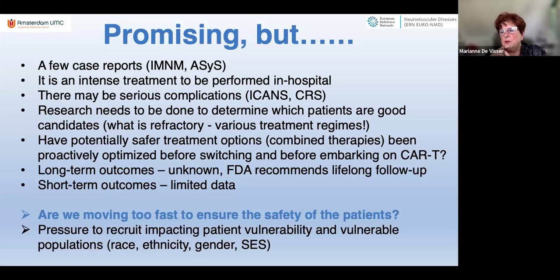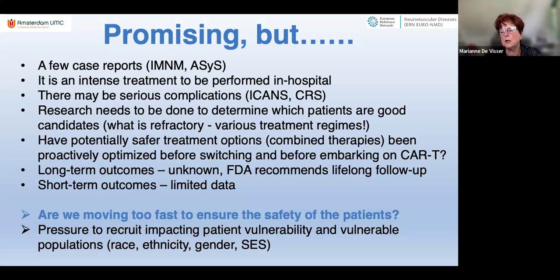Research needs to be done to determine which patients are good candidates. The refractory patients, but what is refractory? What is the definition of refractory? Because there are so many various treatment regimes across the world. We need potentially safer treatment options, also combined therapies being proactively optimized before switching and before embarking on CAR-T.